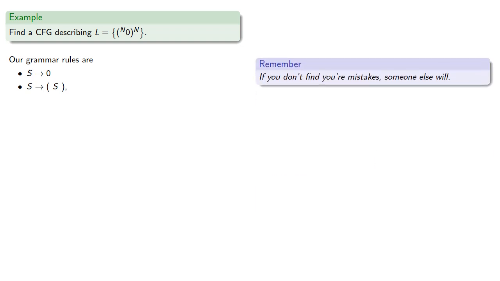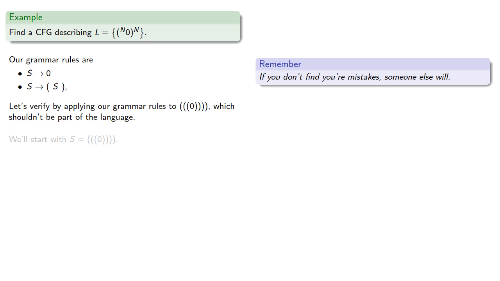So remember, if you don't find your mistakes, someone else will. So let's verify by applying our grammar rules to something that shouldn't be part of the language, and then we'll also check that it applies to something that should be. So we'll start with S being this string.